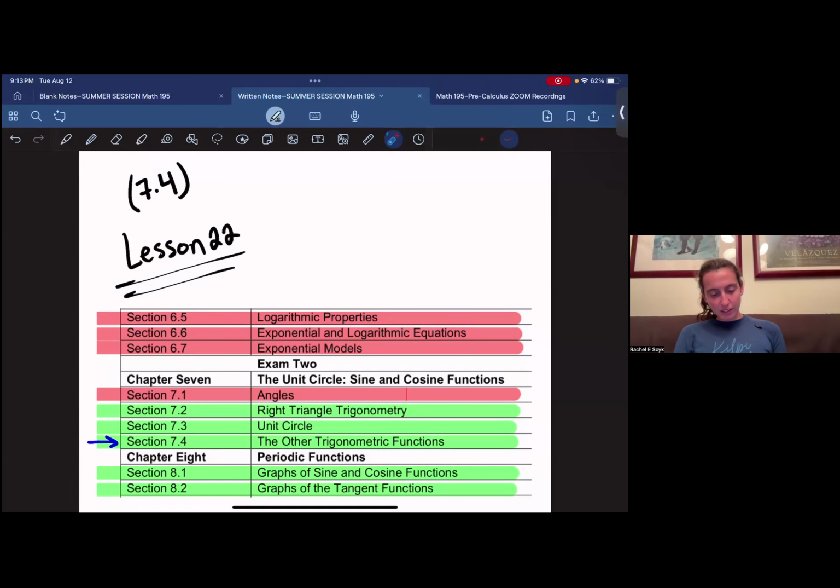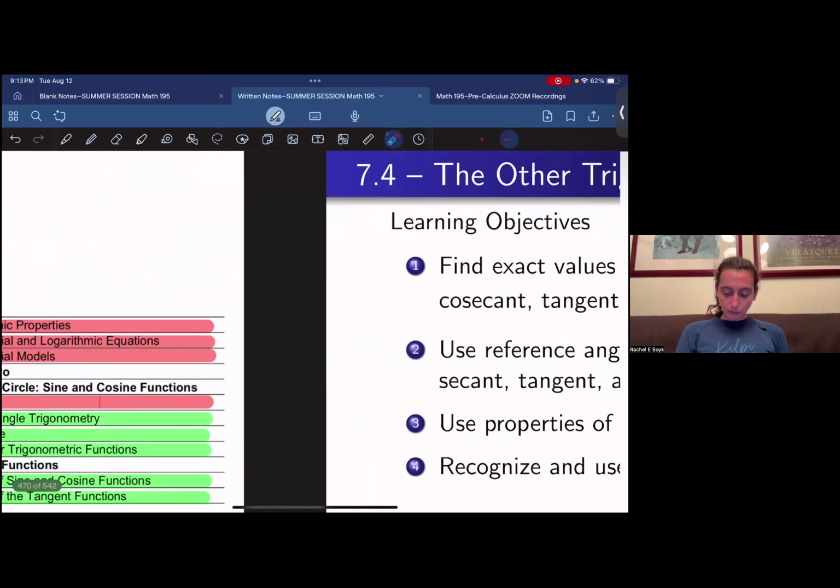Hey everyone. So we're gonna run through 7.4. I'm making a second version of this short lecture because the background noise in the first version isn't the greatest. So in this lesson, we are going to cover the other trigonometric functions.